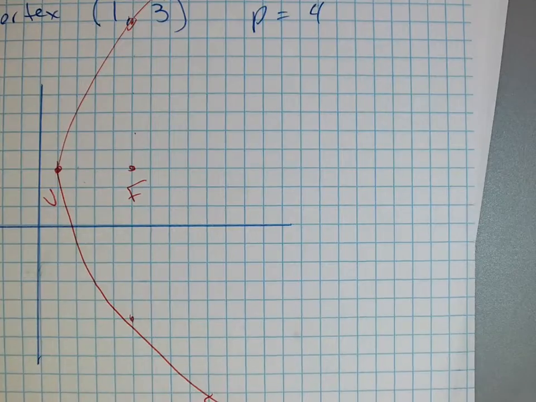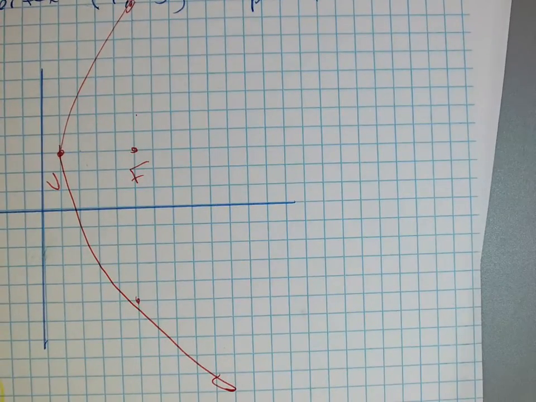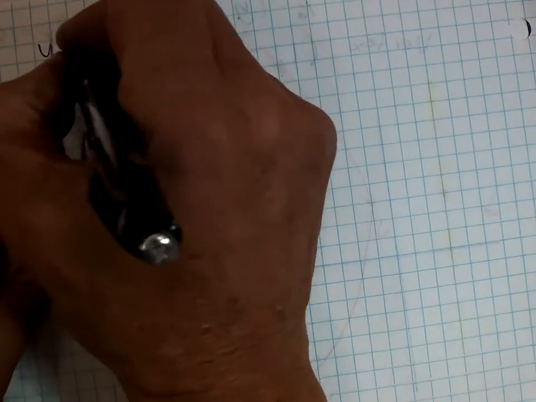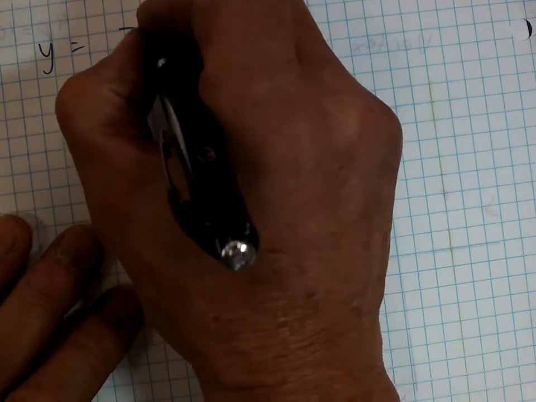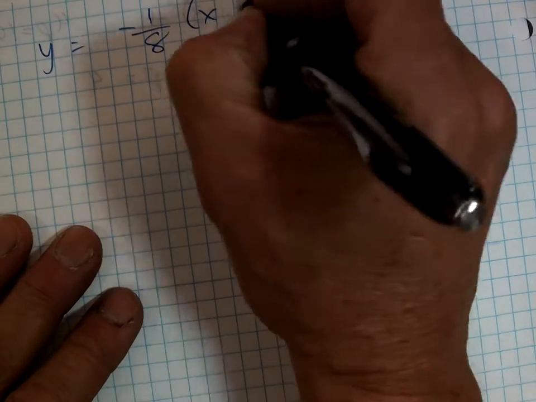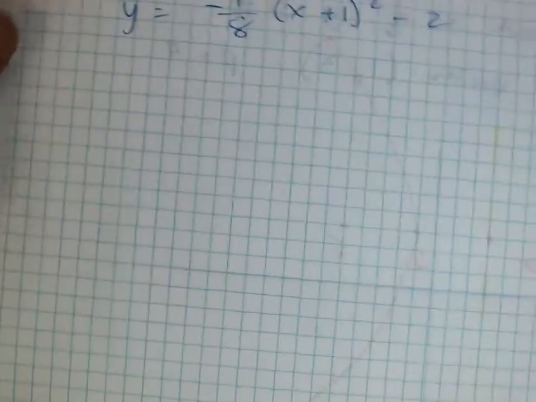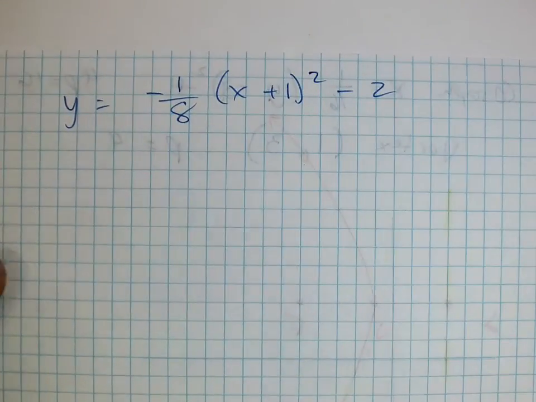All right. Everybody got that? Let's do one more, okay? Let's do y equals negative 1/8 times (x plus 1) squared minus 2, okay? Write that down. We're going to go y equals negative 1/8 (x plus 1) squared minus 2, okay?